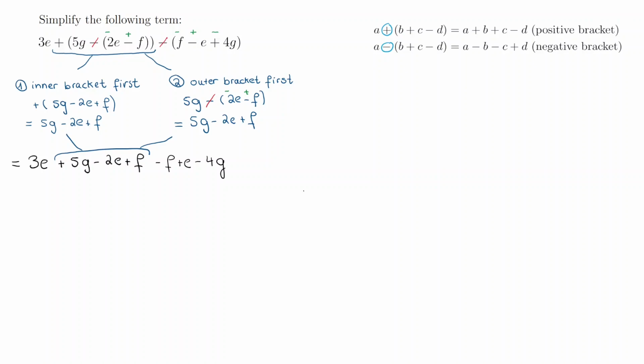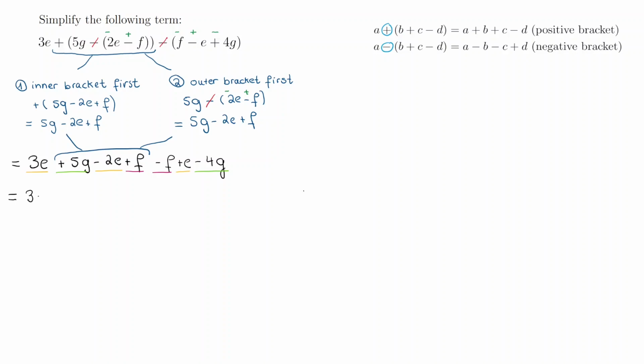And now how should we continue? What can we do? We now look at the same variables. So we have here 3 e's, we have here minus 2 e's, and we have here an e. Then what else do we have? We have g's, we have here 5 g's and here minus 4 g's. And then we also have f's, we have here 1f and here we have minus 1f. Okay, so I now resort these parts so that the same variables are together.